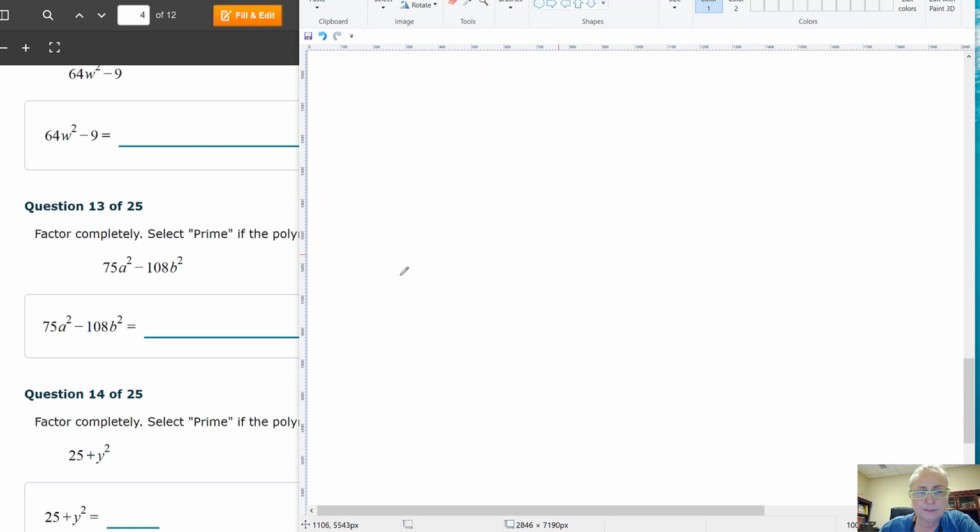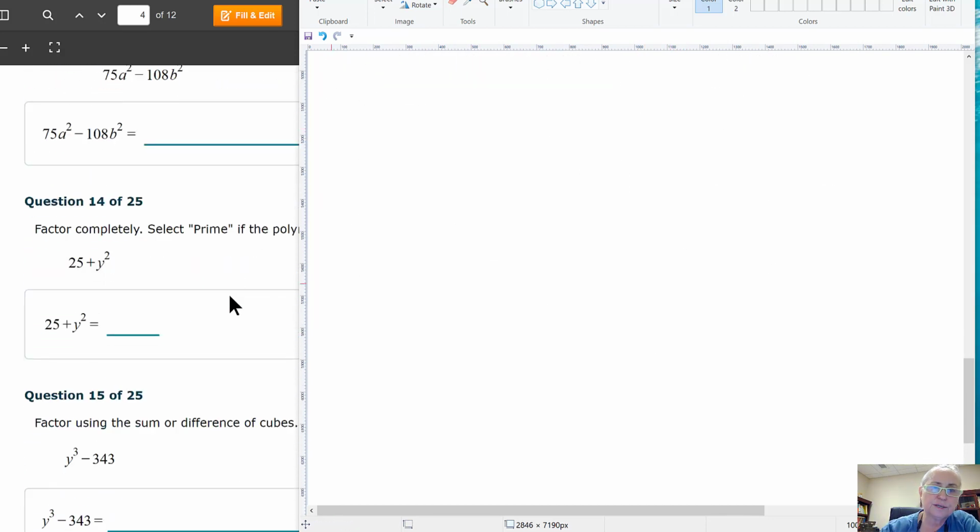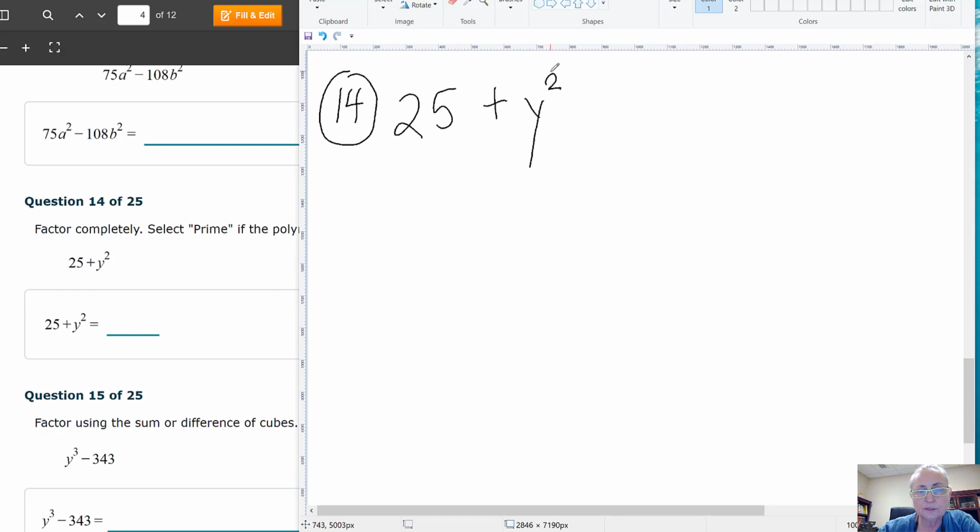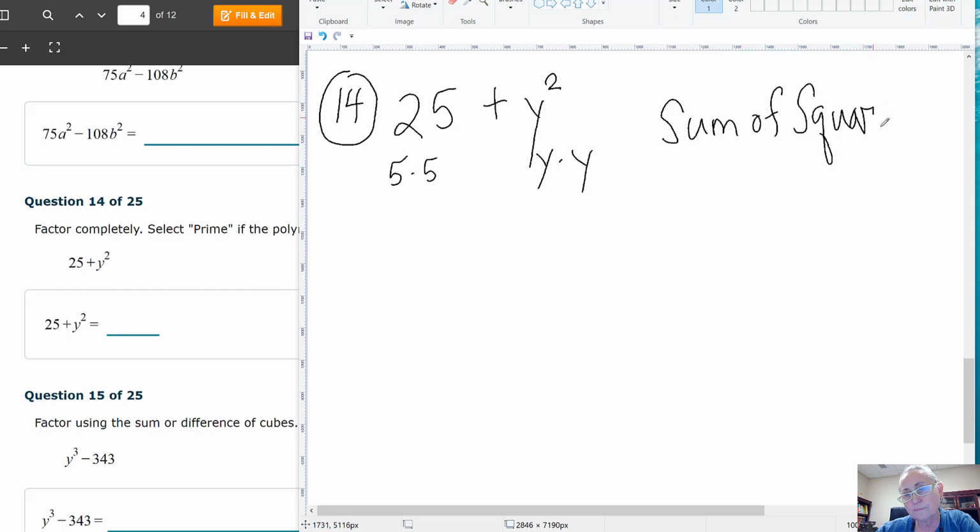All right. Number 14. Now this one is different because it's 25 plus y squared. So this is 5 times 5, and this is y times y. So this is called the sum of squares. And here's the good thing about the sum of squares. The sum of squares with no GCF, right, is prime.